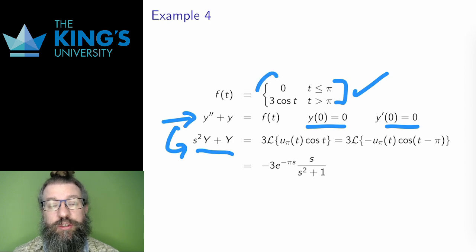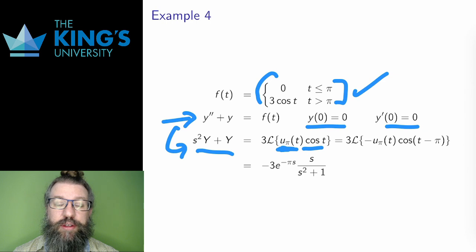I could do the integrals directly, but this is just a shift. This is just a step function multiplied by the cosine. It says the cosine starts at pi and before that 0. Well, that's the same as multiplying by the step function u pi. I can pull the 3 out for linearity, and I get this Laplace transform.